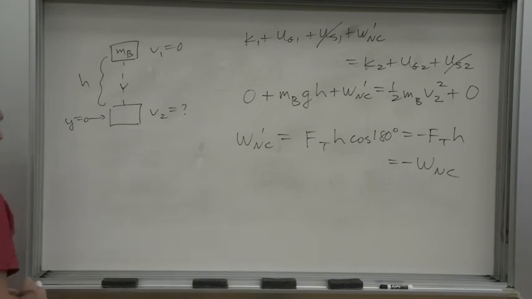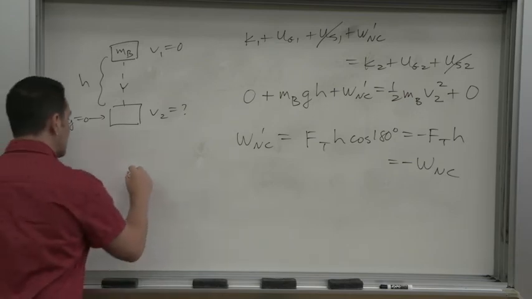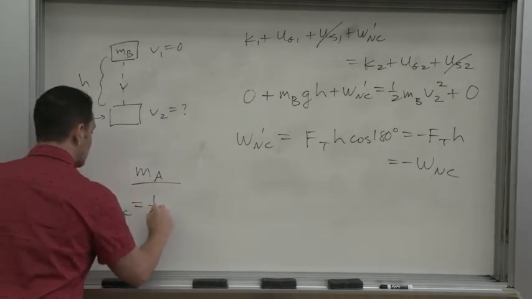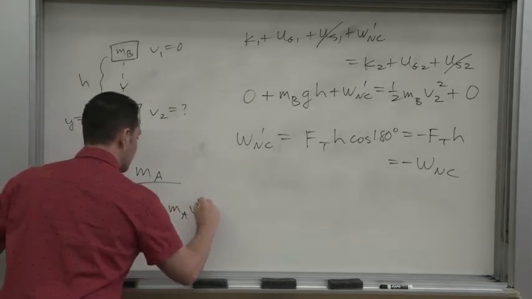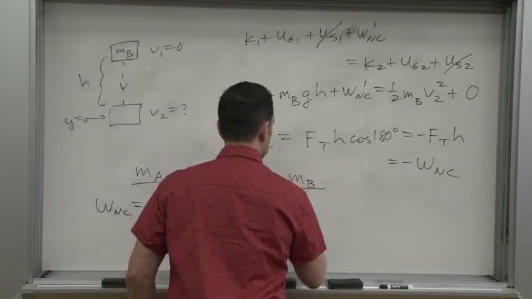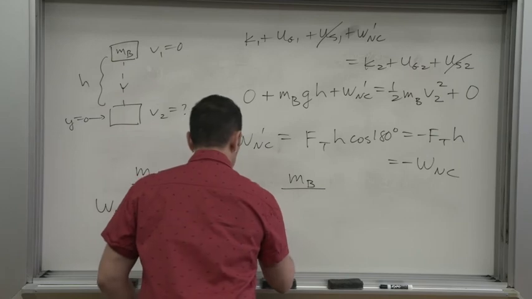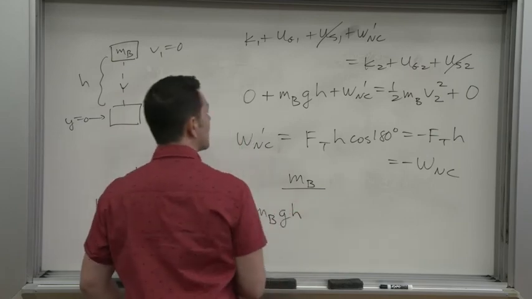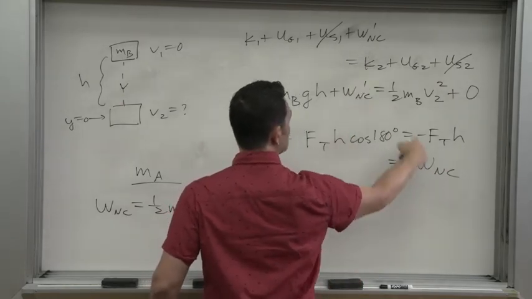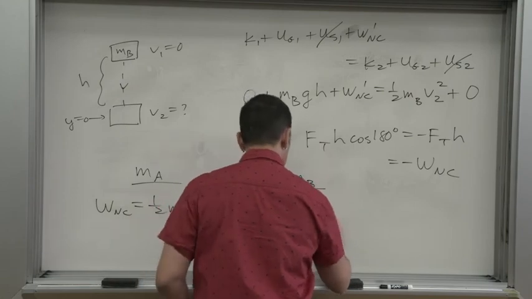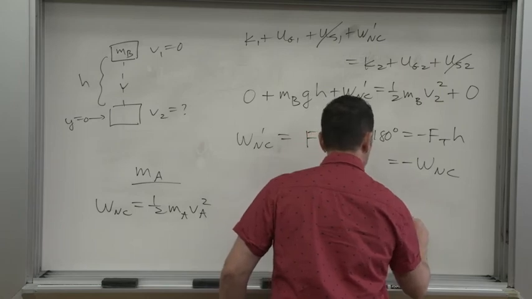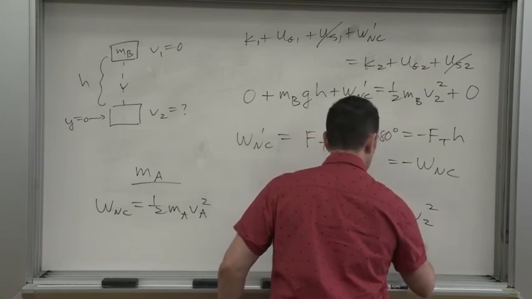So now, what do we know? For mass A, we got work non-conservative is equal to 1/2 MA VA squared. And for mass B, we get MB times G times H plus work non-conservative prime, which is minus WNC over here, is equal to 1/2 MB V2 squared.